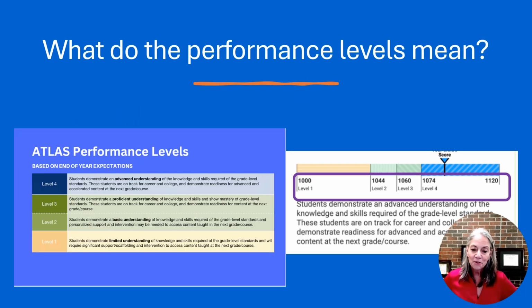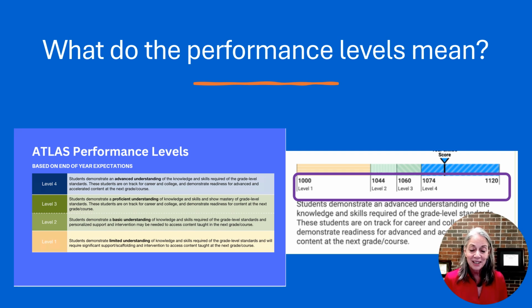One of the biggest differences with ATLAS, comparing this year, 2024, to prior years under the ACT Aspire, is that the scores have different meanings. They're designed for different purposes. So you now have a score and you have information that tells you how well your student is able to demonstrate their mastery and understanding of the grade level standards. Those are the academic content standards that all kids in Arkansas are expected to know and be able to do.